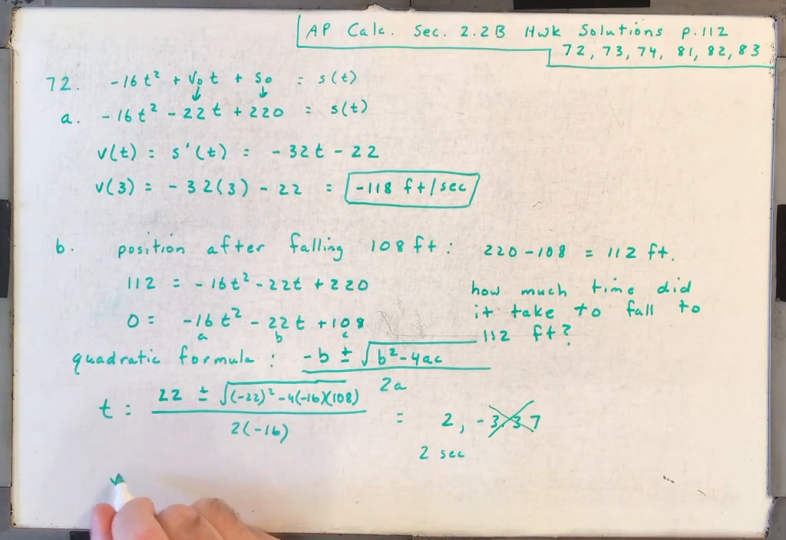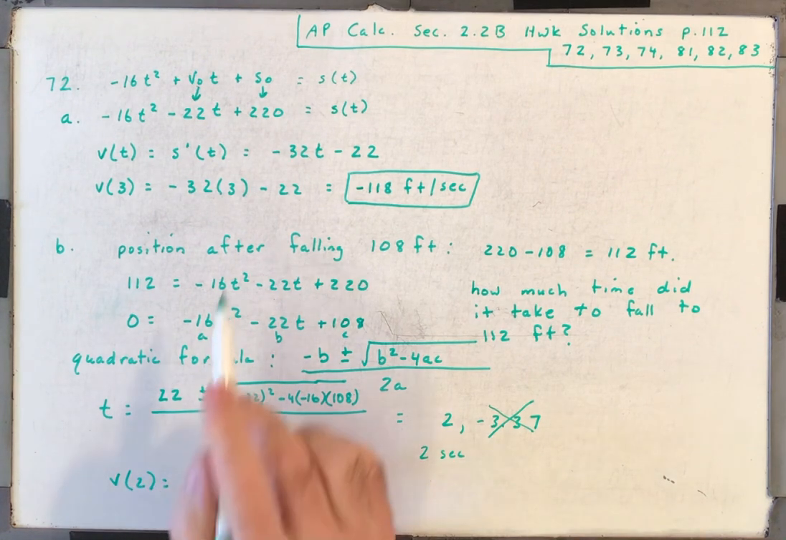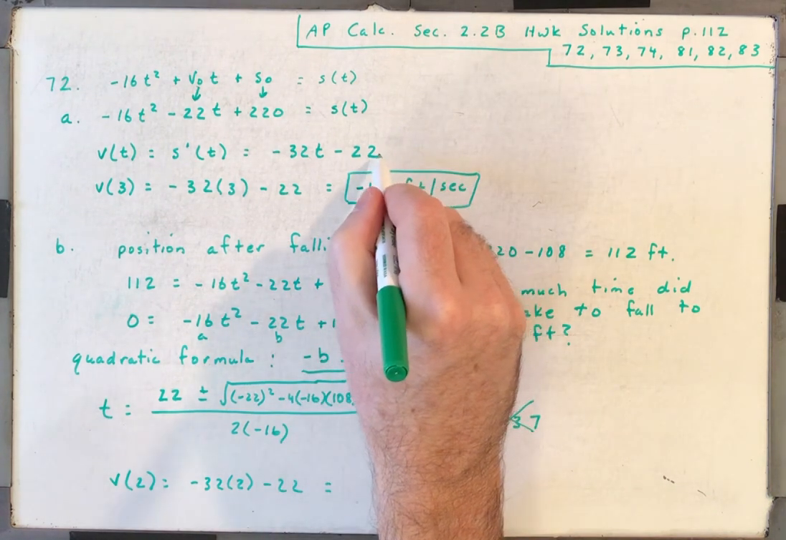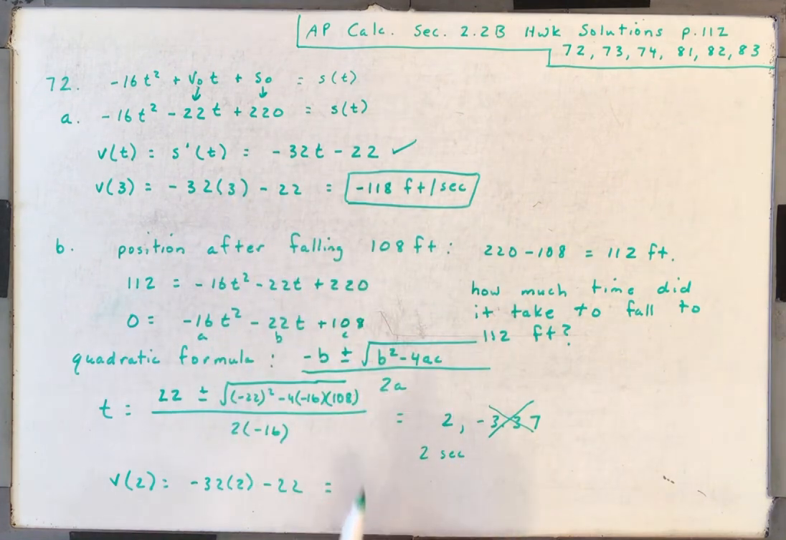So what's the velocity? That would just be v of 2. We have the velocity equation right here. It's negative 32 times 2 minus 22. So we're going right back up here to this, and that's negative 86 feet per second.